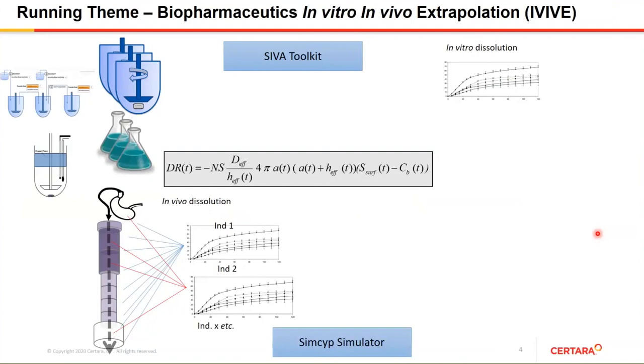So the running theme for today's presentation is biopharmaceutics in vitro in vivo extrapolation. So one of the major objectives of the Orbito project, which was a very big project funded by the European Union, was to develop novel in vitro biopharmaceutic tools, which can enhance our understanding and can help us to relate biopharmaceutic properties of drug and the drug product with the clinical observations. A number of tools were investigated and developed under Orbito, and these tools are really fantastic because they really help us understand how the drug behavior or dissolution in vitro can be related with in vivo.